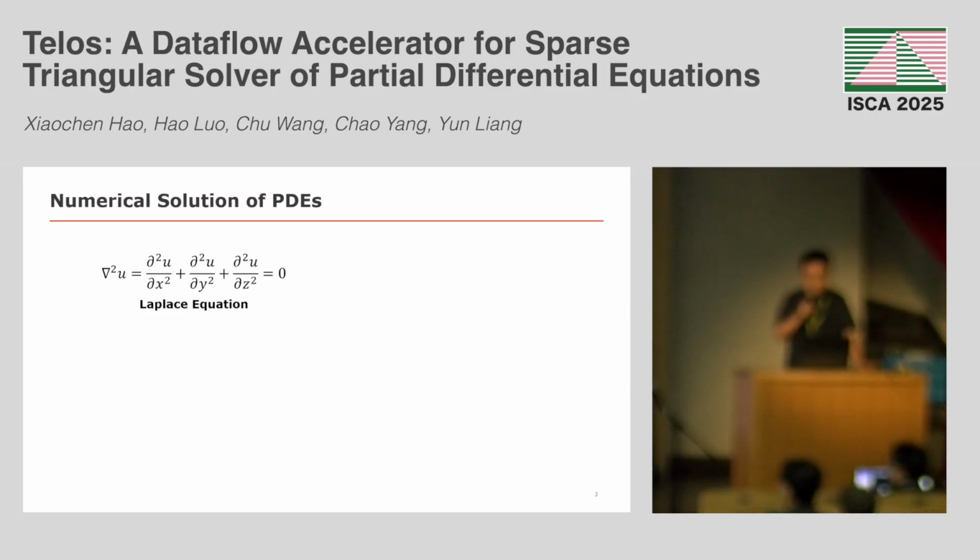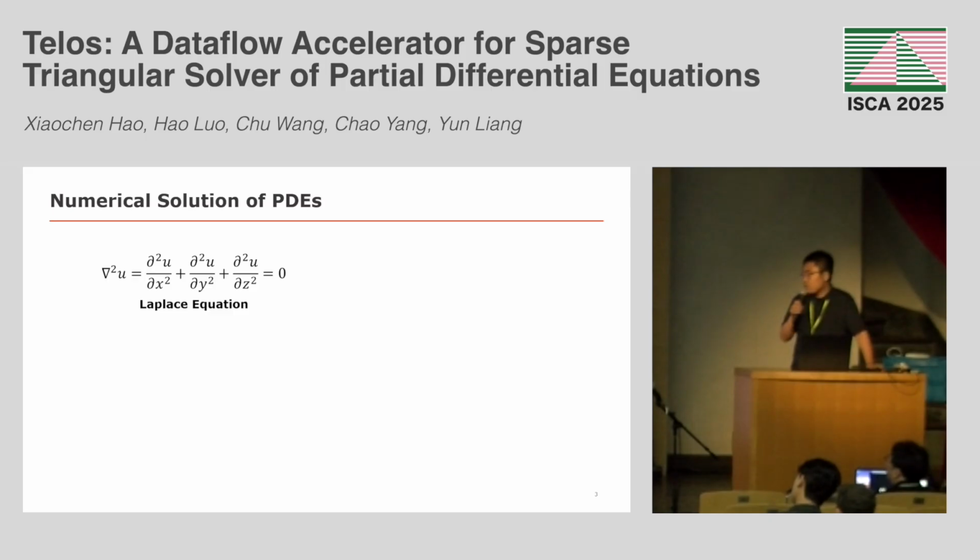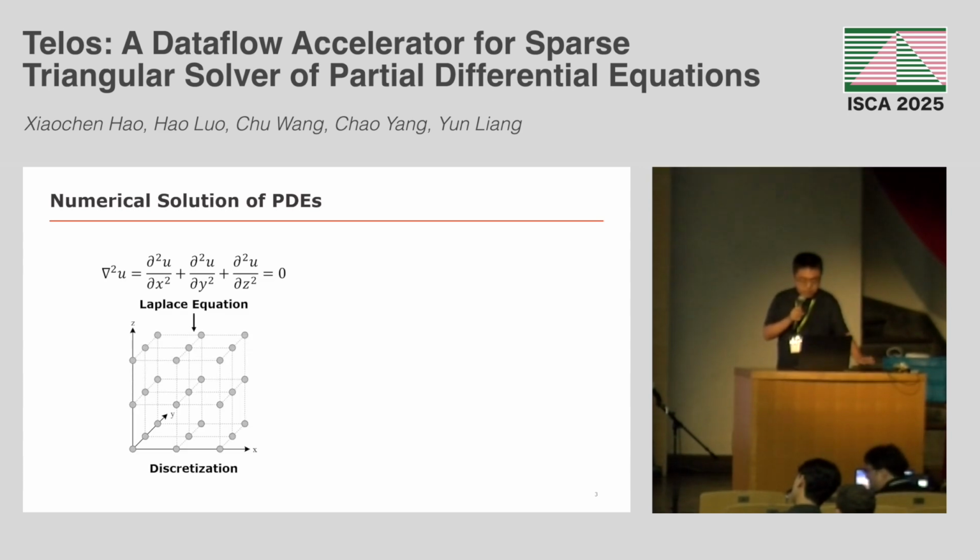A PDE is an equation that involves an unknown function of multiple variables and its partial derivatives with respect to those variables. Here I show a typical Laplace equation. Solving it through a numerical method typically requires discretizing the entire problem space and calculating the function values at its discretized points.